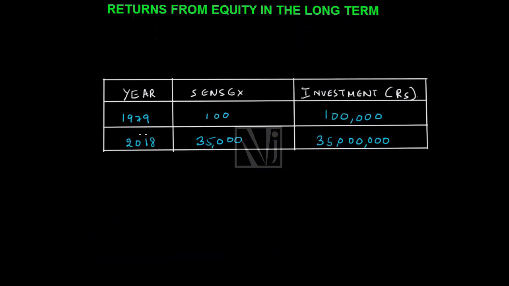Here 1979 marks the beginning of the Sensex. And it started with the value of 100. 39 years later, towards the end of April 2018, the Sensex is trading at 35,000. This means if an investor had invested rupees 1 lakh in the Sensex in the year 1979, his investment would have been worth rupees 3.5 crore in 2018, meaning the investment would have grown over 350 times.